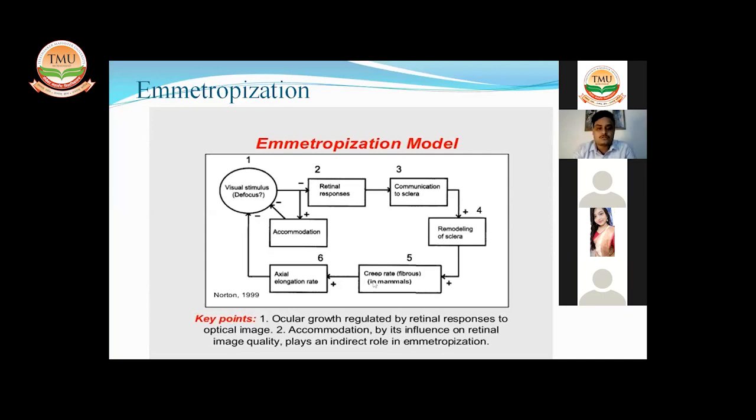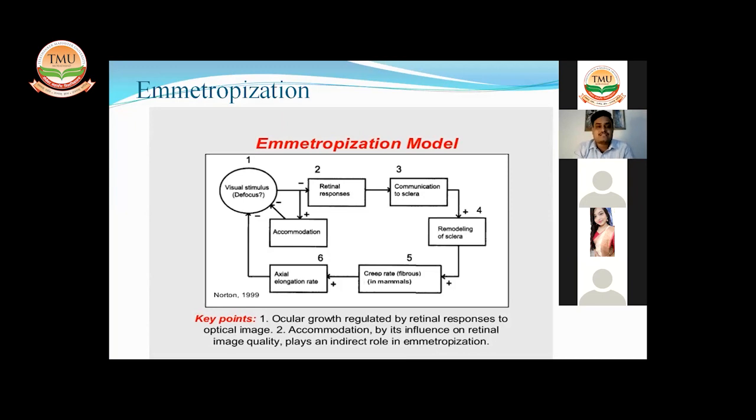So ocular growth, which is regulated by retinal responses to the optical image, and accommodation, by its influence on retinal image quality, plays an indirect role in emmetropization. This research has been done in mammals and lower animals to show how emmetropization can also lead to abnormal emmetropization. When abnormal emmetropization leads to myopic progression, that is the main reason why a person has myopic changes, with refractive error increasing with the passage of time.